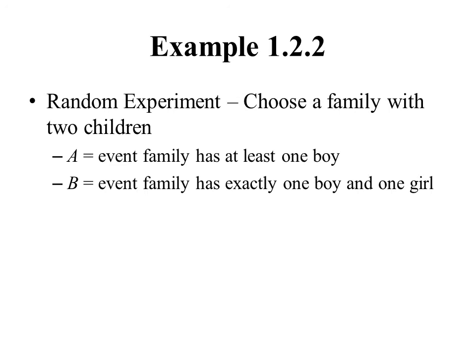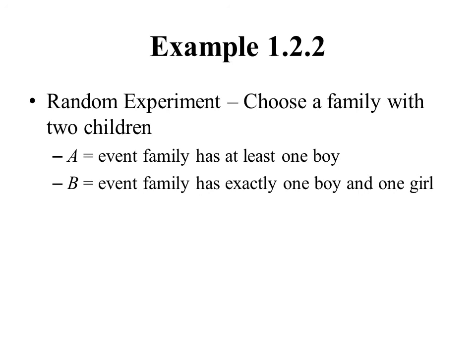Well, let's review an example from earlier this semester, example 122. In this example, we dealt with a random experiment of choosing a family with 2 children. That's a random experiment because we don't know what kind of family we're going to get till we actually choose them. Let A be the event that the family has at least one boy, and B be the event that a family has exactly one boy and one girl.